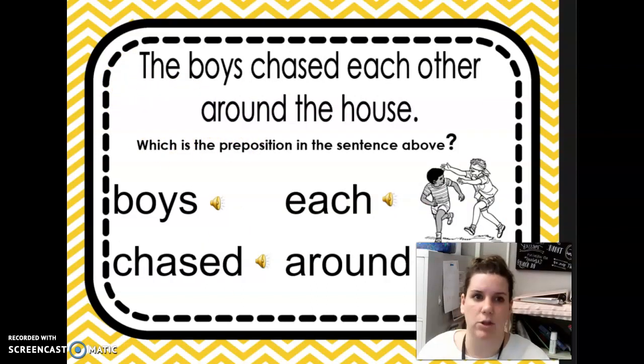Let's look at this next one. You look at this one. The boys chased each other around the house. Think about it. What two things are we talking about?